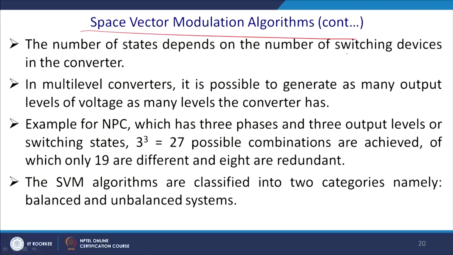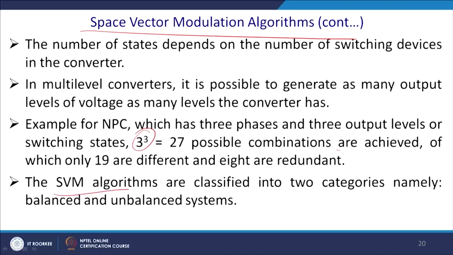Now, let us come to a very important topic, the space vector modulation. It is a different kind of algorithm. The number of states depends on the number of switching devices in the converter. Multi-level converters can generate as many output levels of voltage as the converter has levels. For example, an NPC which has 3 phases and 3 output levels, the switching states are 2 to the power 3 equals 27 possible combinations, of which only 19 are different and 8 are redundant.